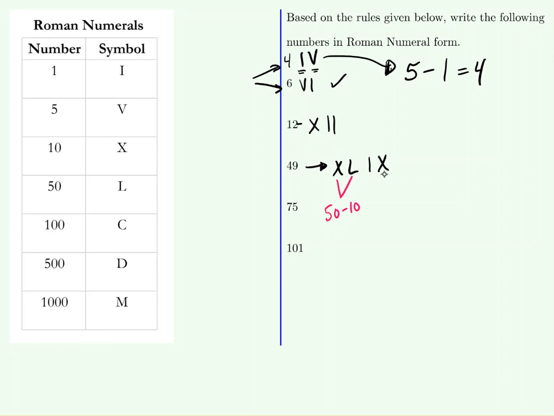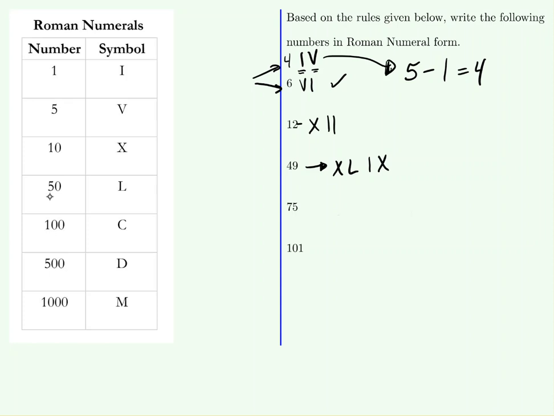Similarly, I comes before X is an intentional misorder. So that's a subtractive feature. So X is 10 minus this digit, which is 1. And that's what would give us 40 plus 9 is 49. Now for 75, we look at which of these symbols gets us as close as we can to 75.